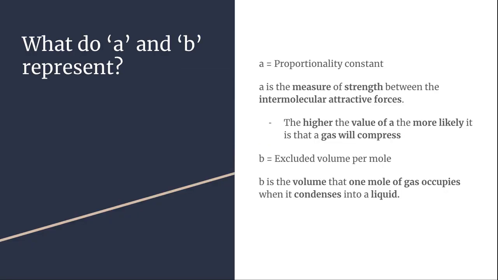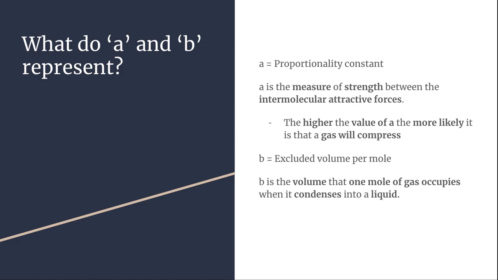So a is a proportionality constant. a is the measure of strength between intermolecular forces, meaning that the higher the value of a, the more likely it is that the gas will compress. And then variable b is the excluded volume per mole, which represents the volume that 1 mole of gas occupies when it condenses into a liquid.